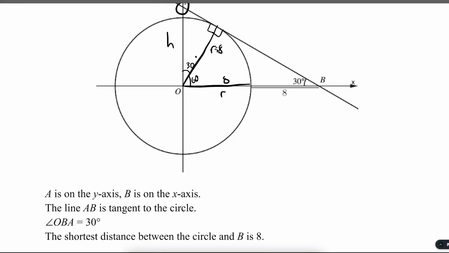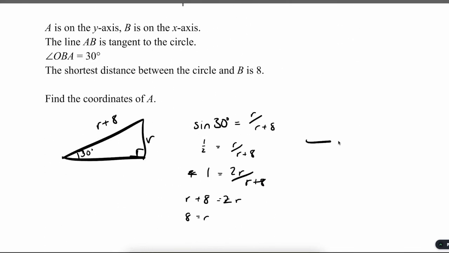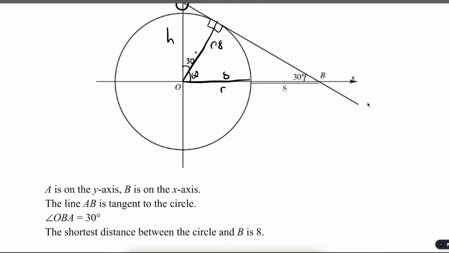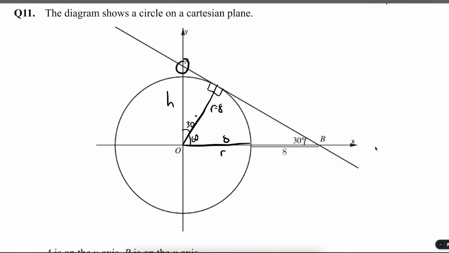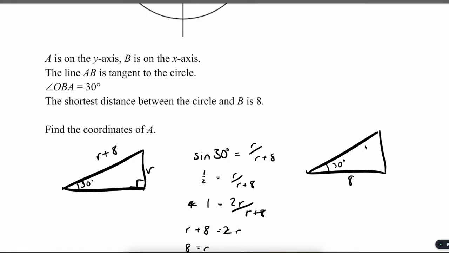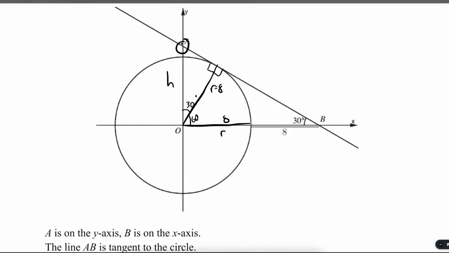So now let's use the second right angle triangle here. We've got an angle of 30 degrees. The adjacent side is the radius, which is 8. We've got an opposite side we don't know, and the hypotenuse is h. And as soon as we find h, we've got the y-coordinate of A. We know A is where it intercepts the y-axis.